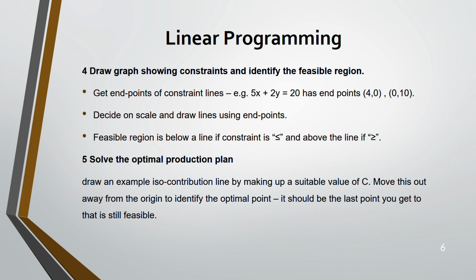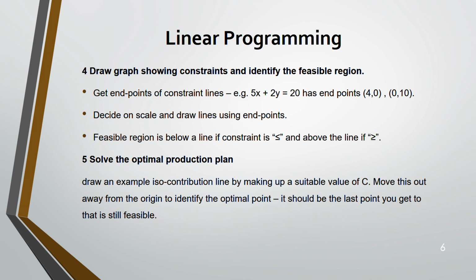Remember the equation? It was C plus 5x plus 2y, something like that. Move this out away from the origin to identify the optimal point. It should be the last point you get to that is still feasible. The last point you can get in that region until it is feasible, because once it goes beyond that point, it might become not feasible. If it's not feasible, it cannot be your optimal point.